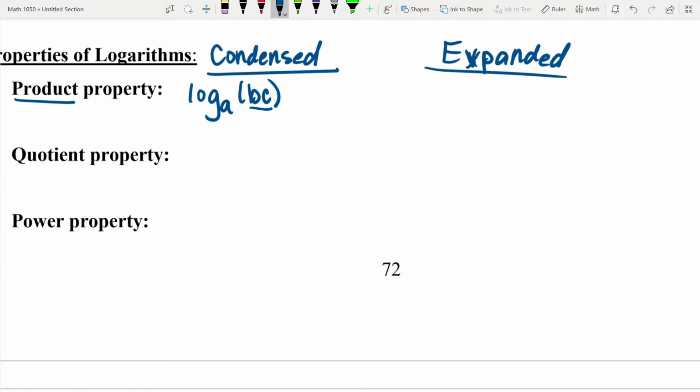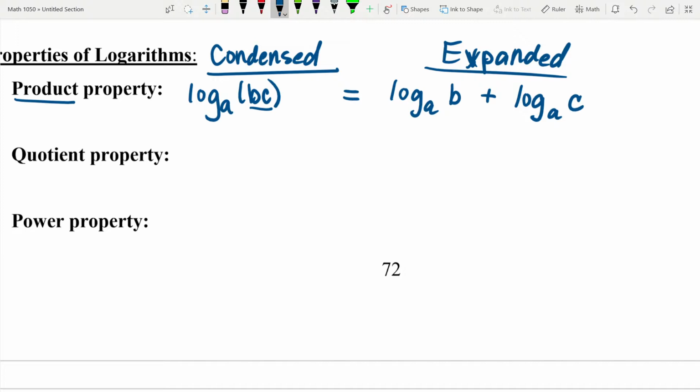So if they're multiplied and they're squished, then when I expand it, what do you do? Do you remember? You add them. So it's log base A of B plus log base A of C. The reverse is true. If they're added and they're expanded and I want to squish them, I multiply. So you can go from right to left or left to right, okay?